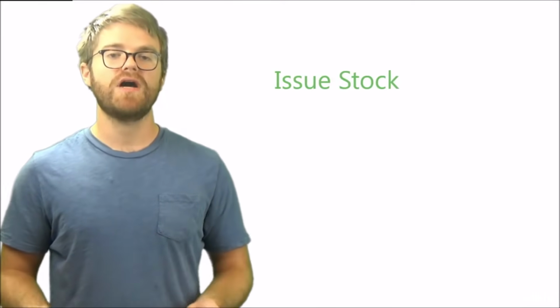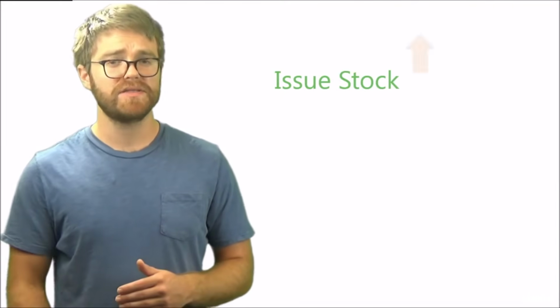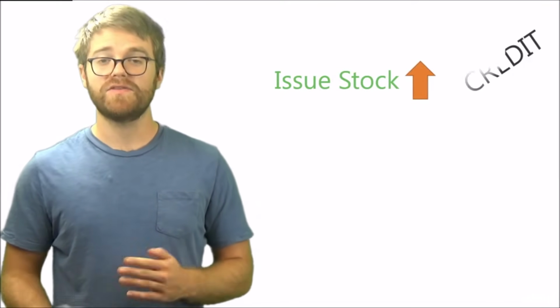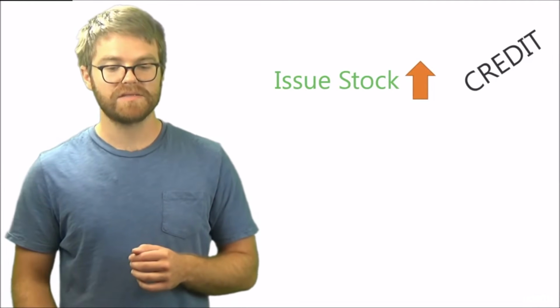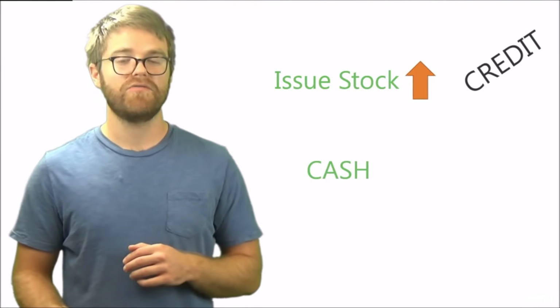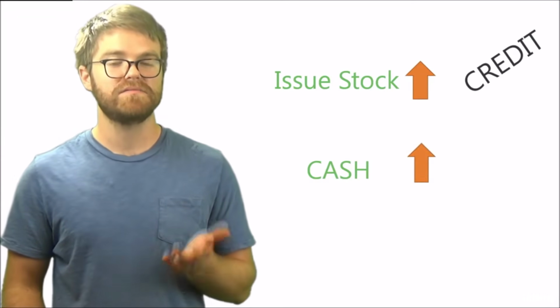So let's say you issue stock. Remember, stock is part of stockholders' equity. So if you issue it, that means it's going up, which is good. That means if it's going up, it's equity, increasing, credit. That means you got some cash for it, hopefully. They gave you cash for that stock. So cash is now going up as well. Cash is an asset. It's increasing. You debit it.